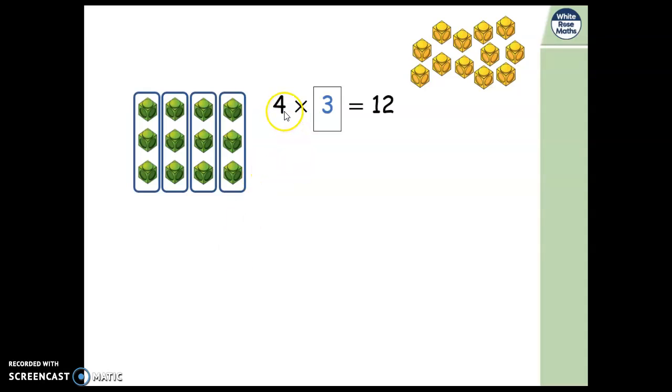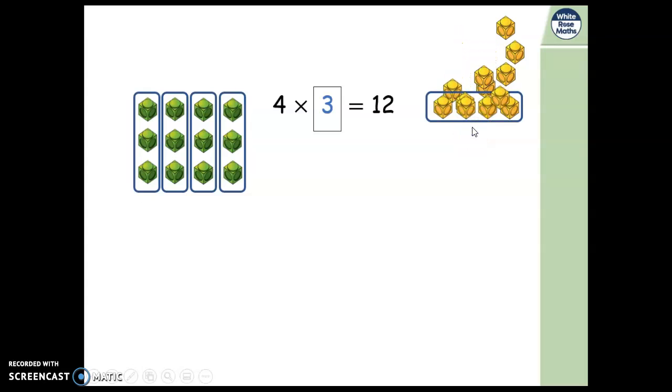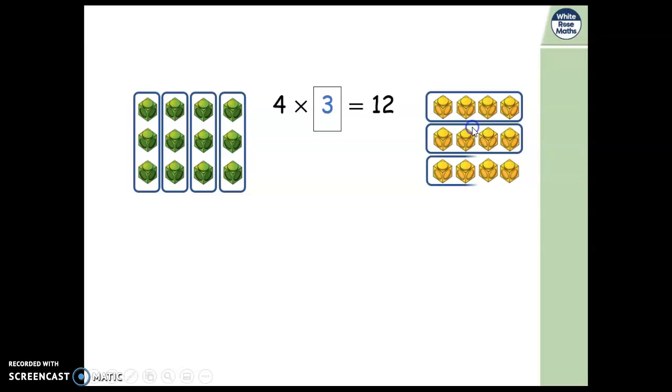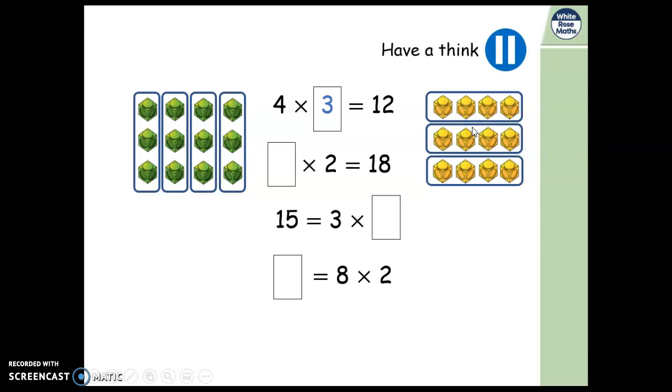Remember, because we know that's 4 groups of 3, we can make another sum by swapping those numbers round. So if we swap that, we'll put the 3 there, so it would be 3 groups of 4. So let's show that using some cubes. That's 1 group of 4, 2 groups of 4, 3 groups of 4. See if you can work out these questions now. What can those missing numbers be?